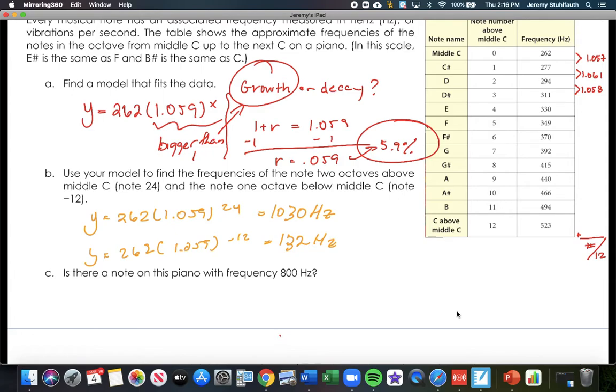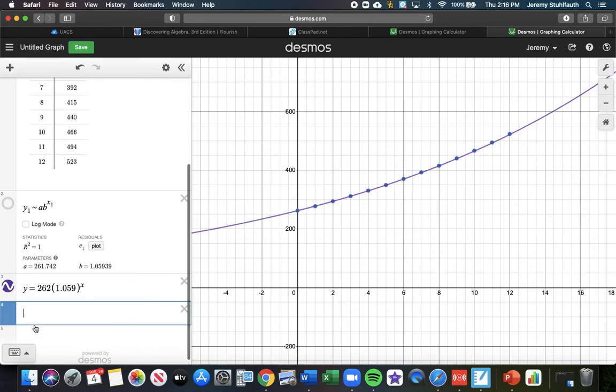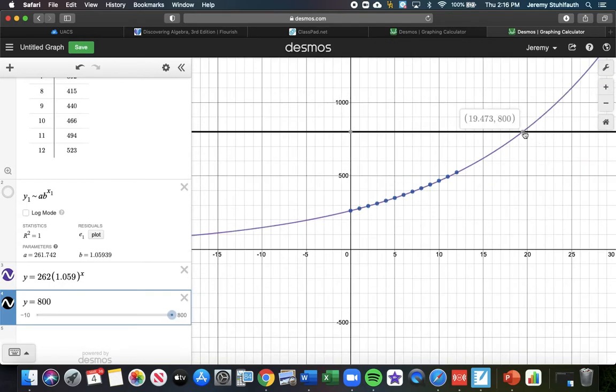The next question says, is there a note on this piano with a frequency of 800 hertz? So there's several ways that we could figure this out on Desmos. The first way is we have our equation that represents the model, and then we could type in y equals 800. And if we zoom out a little bit, you can see that those two lines intersect at one point, which means that this is our solution. So it says note 19.4 would have a frequency of 800 hertz.